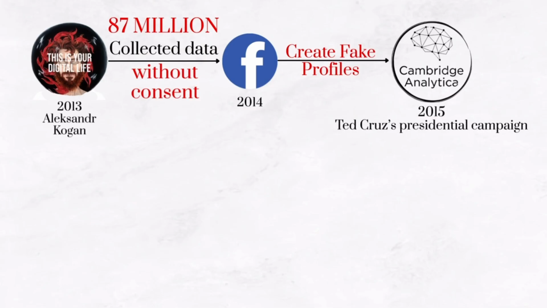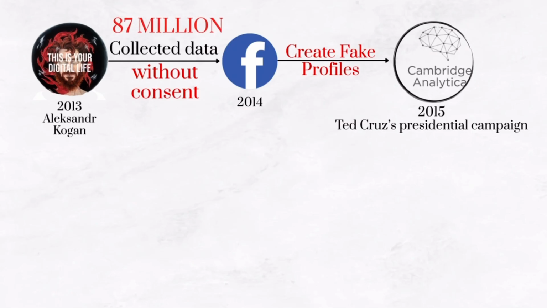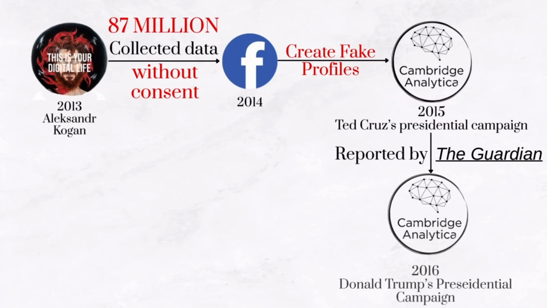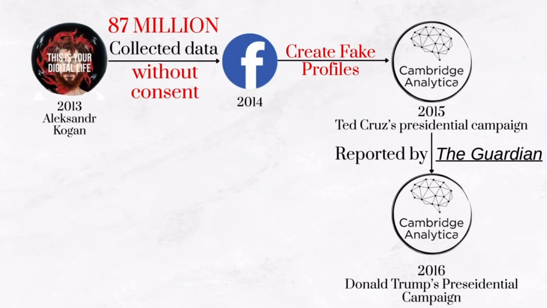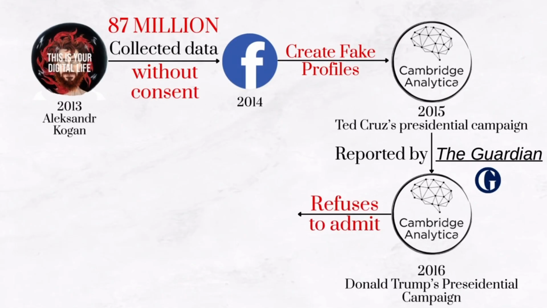In 2014, the collected data was used by Cambridge Analytica to create fake profiles as advertisements to aid Ted Cruz's presidential campaign in 2015. This instance was reported by The Guardian, but Cambridge Analytica still used the data to create fake profiles as advertisements to aid Donald Trump's presidential campaign in 2016, and also refused to admit it.